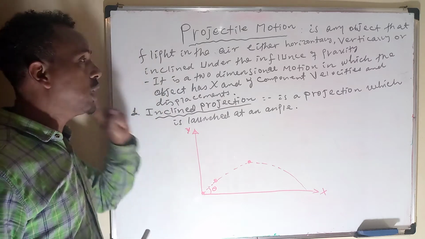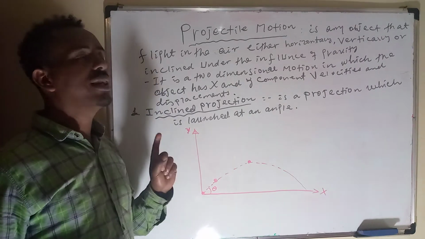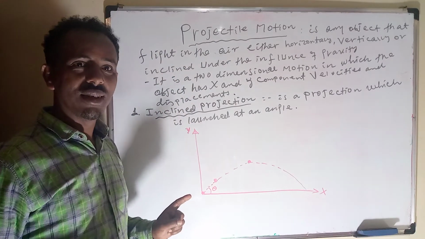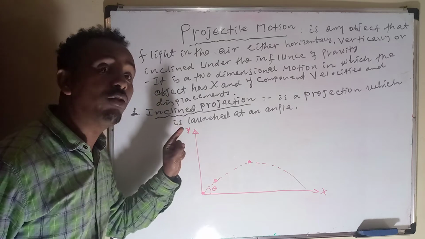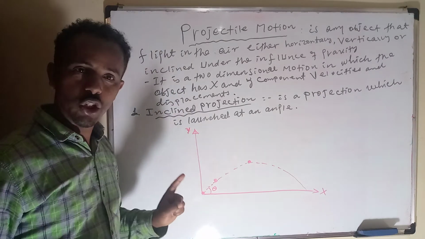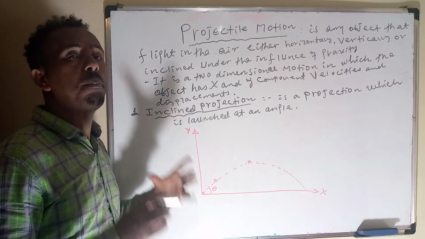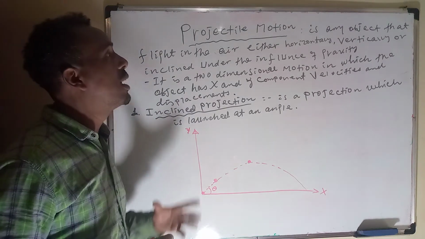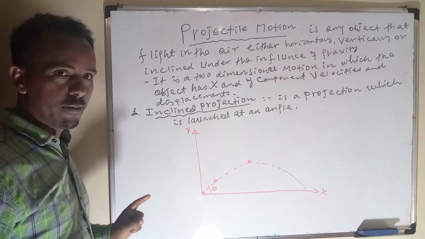There is acceleration along the y-axis as well as acceleration along the x-axis. There is also velocity along x and along y. Because of this, projectile motion is a two-dimensional motion. Projectile motion and circular motion are part of kinematics and they are two-dimensional motion.